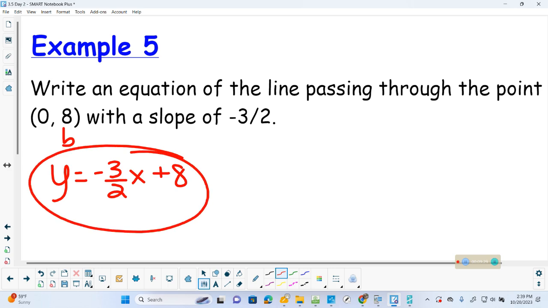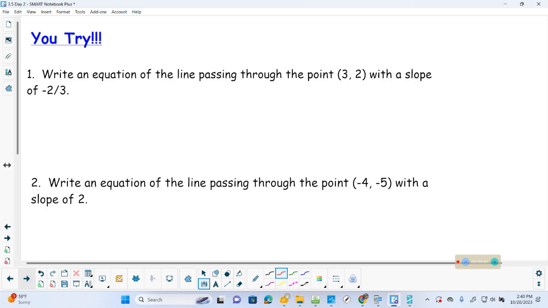So be on the lookout for that, because sometimes they do still sneak a y-intercept on you. If you didn't recognize it, you can still go through and do all of this, just for the record, and solve it. You'll end up with the same answer. It's just obviously more time consuming. We're all about smarter, not harder. Okay, you guys are up. You try those two, see if you can come up with equations for me.